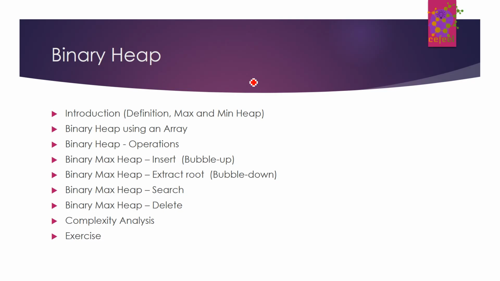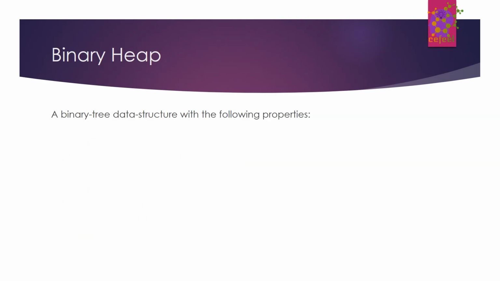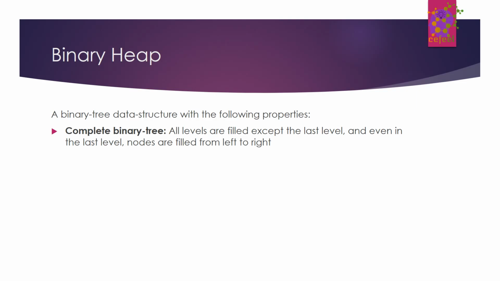Alright, cool. Let's get started with the introduction. Let's first see what a binary heap is. A binary heap is nothing but a binary tree data structure with the following properties. First, the binary tree is a complete binary tree. That means all the levels in the binary tree are filled except for the last level, and even in the last level the elements are filled from left to right.